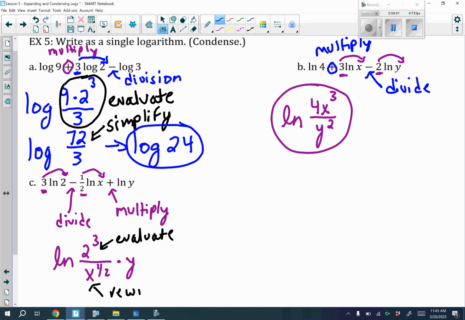So I got to rewrite it in that radical notation. So what that means is my answer here is going to be natural log. 2 cubed is 8. Now notice we're taking this whole fraction and multiplying by y. That means my y is going to be in the numerator. And then in my denominator, to rewrite x to the 1/2 in radical notation, that's going to be square root of x. So anytime you have an exponent that is a fraction, you do need to rewrite it in that radical notation. And as we said earlier in example 5a, anytime we have numbers, make sure you evaluate. So this would be my final answer here.